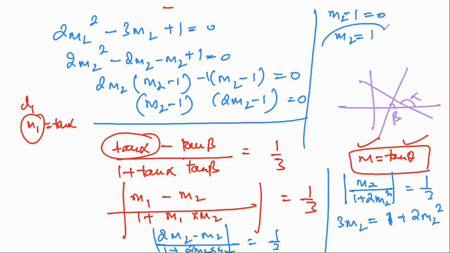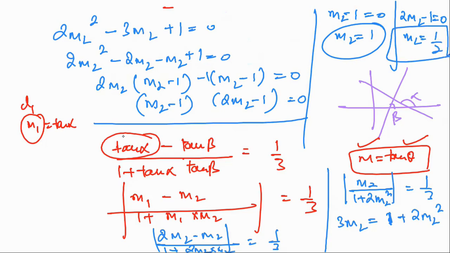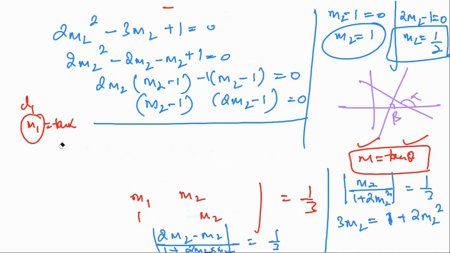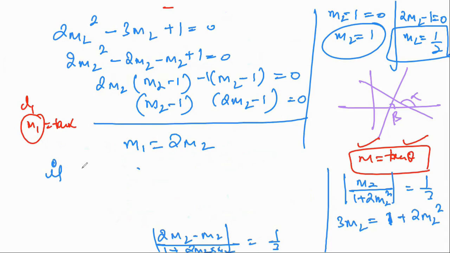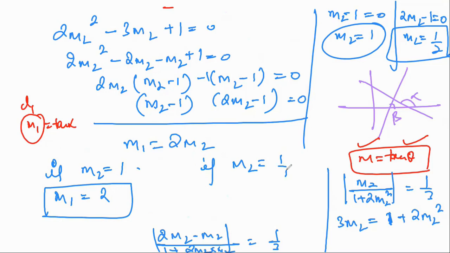m2 will be 1 and m2 will be half. Okay. Now there are two values of m2 coming. Now we know the very first equation of the question: m1 is twice m2. So if m2 is equal to 1, then m1 is twice m2, that is 2 multiplied by 1, which is 2. If m2 is equal to half, then m1 is 2 multiplied by half, which is 1. So these are the two values that I'm getting from the question, right?